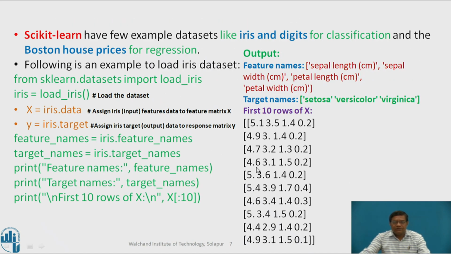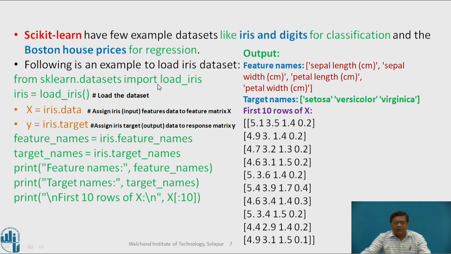Here we have the implementation of a classification model using the Scikit-learn library for classifying the iris dataset records. In the Scikit-learn library, we have different inbuilt datasets like iris, digits, Boston house prices for regression, and so on. So many datasets are available.